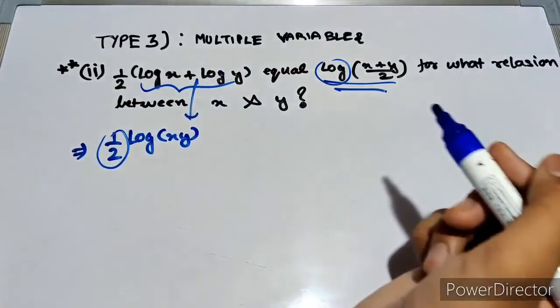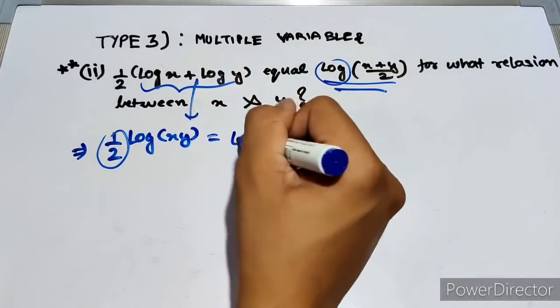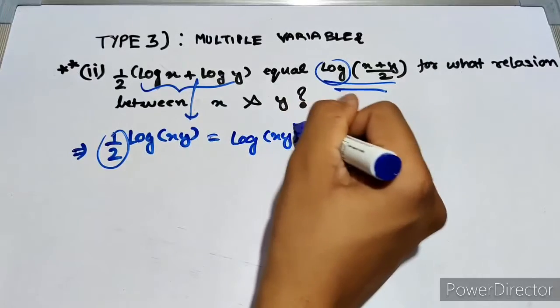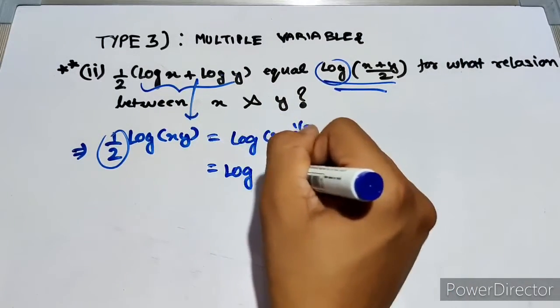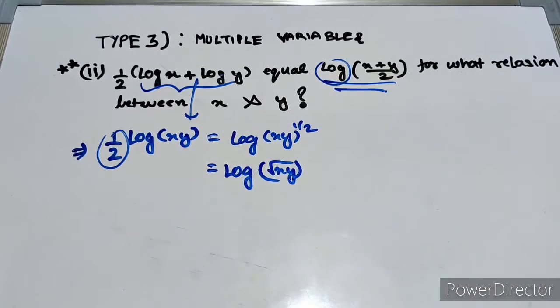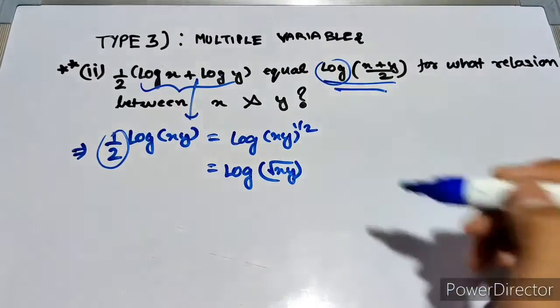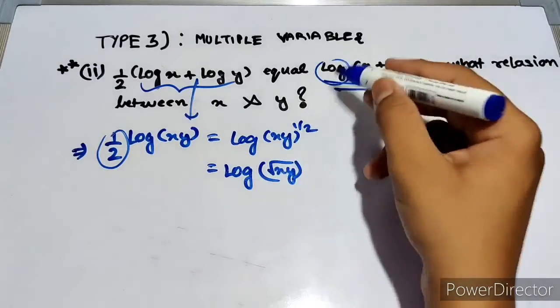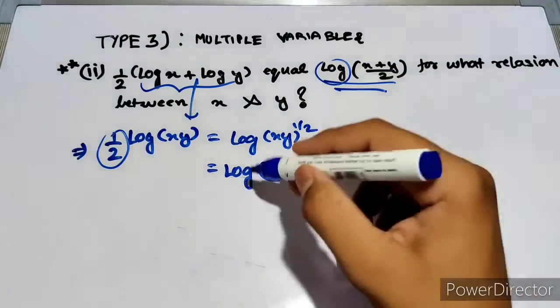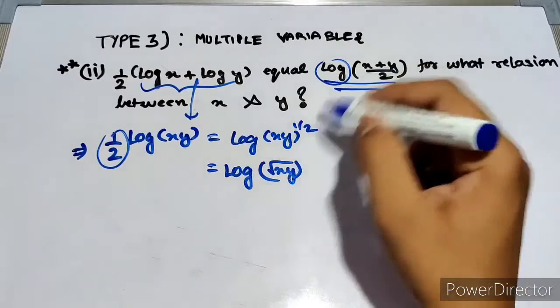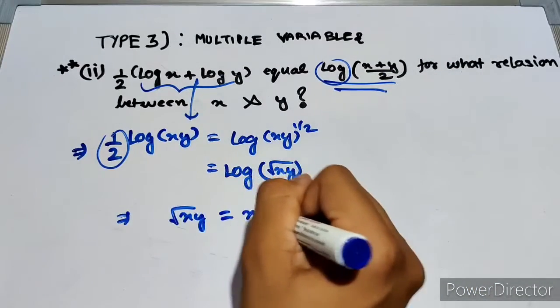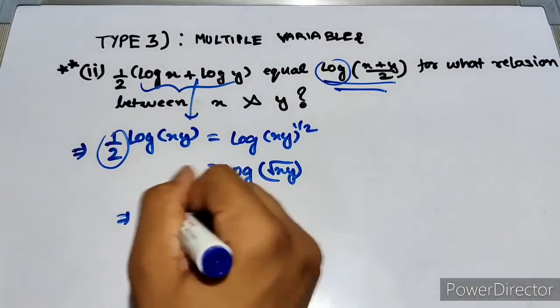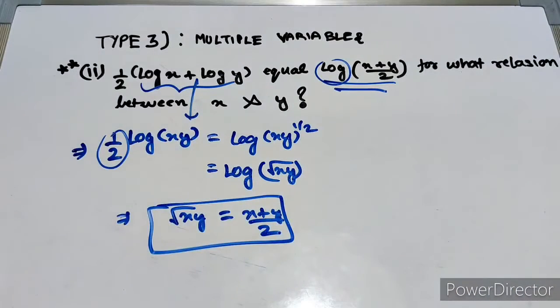And from the reverse of power property we can write it as log of xy to the base 1 by 2. This 1 by 2 goes in the exponent and thus it is equal to log xy. So the question is now we have to find for what relation of x and y these two things are equal. If these two things are equal, then the arguments are also equal. So we can write root xy is equal to x plus y by 2. We need to find for what simplified relation of xy these both things are similar.